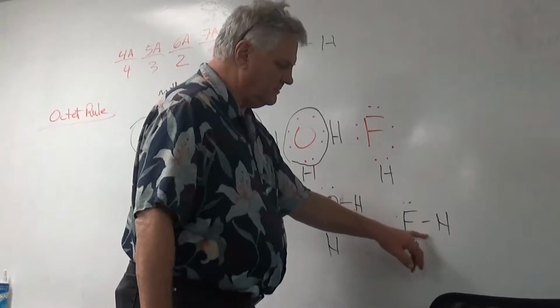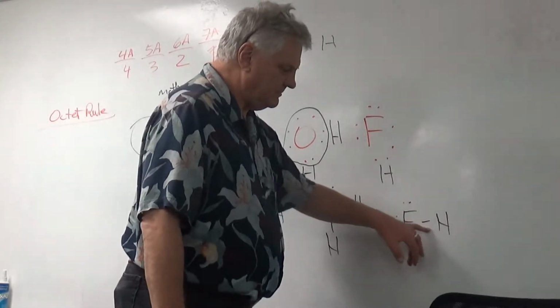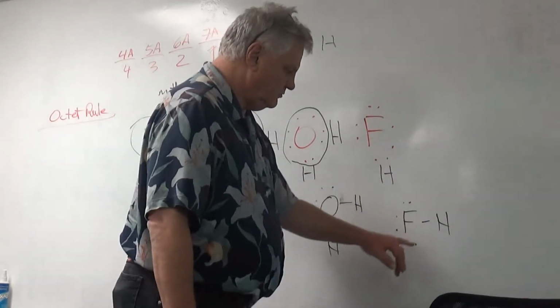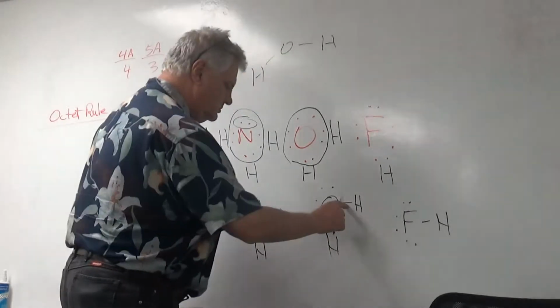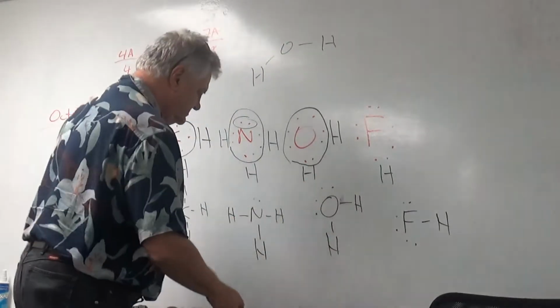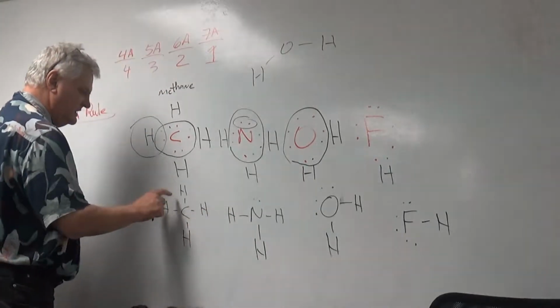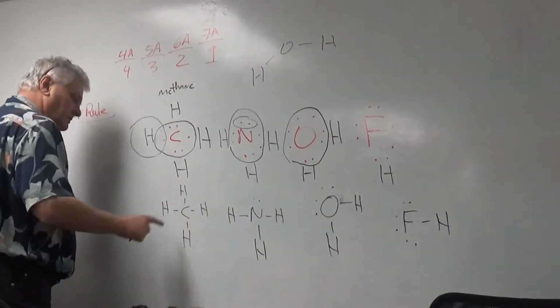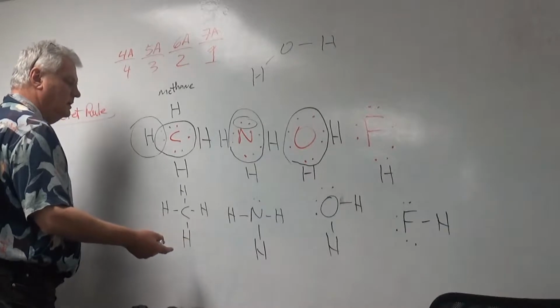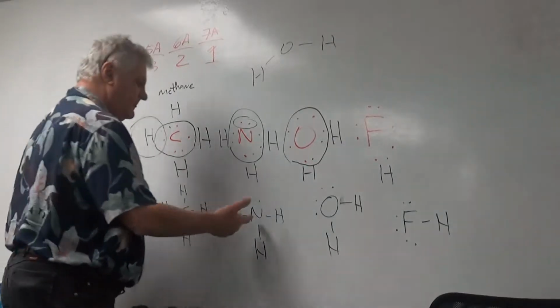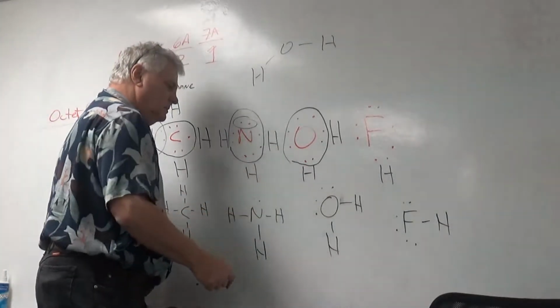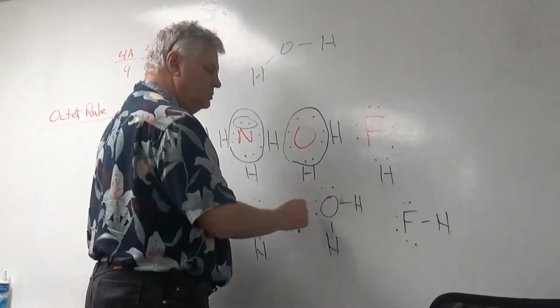Wherever you see a covalent bond, that's 2 electrons being shared by both atoms. 2, 4, 6, 8 around the oxygen. 2, 4, 6, 8 around the nitrogen. 2, 4, 6, 8 around the carbon. The carbon has no non-bonded pairs. Nitrogen has 1. Oxygen has 2.